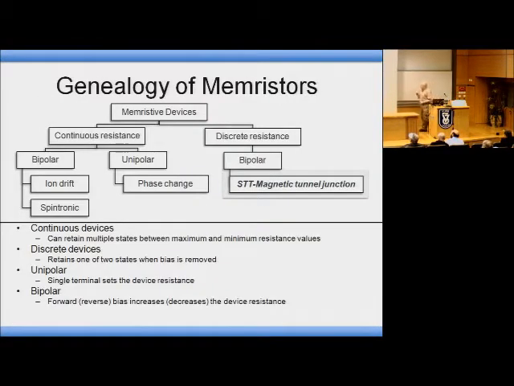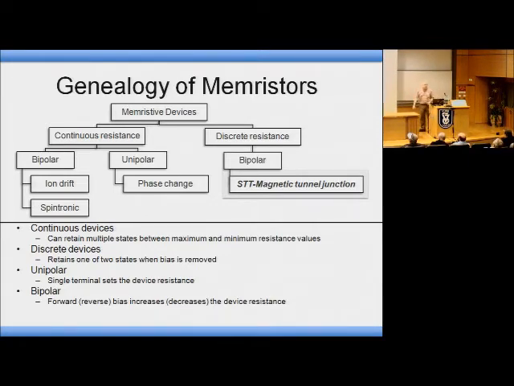Okay, this is an important view graph. People have been giving different flavors of this view graph already today. This is my version of it. So there's all kinds of flavors of memristive devices. Can I see this? Yeah, not really. So there's continuous and there's discrete. There's bipolar, unipolar. We're looking at STT. It's a discrete technology. The definitions are here.